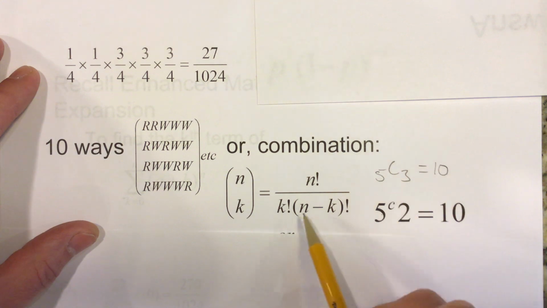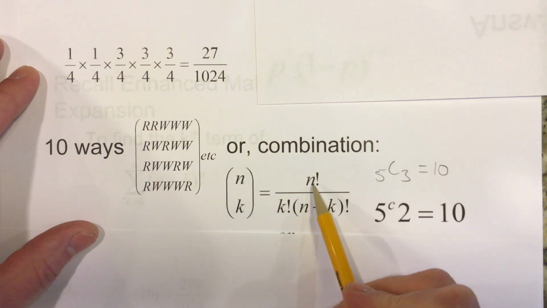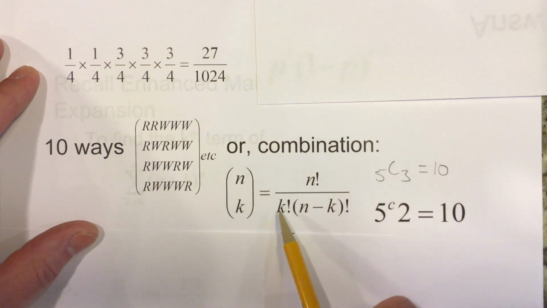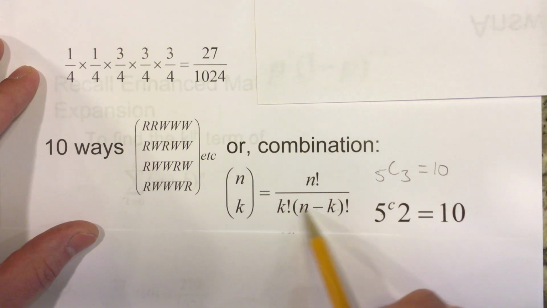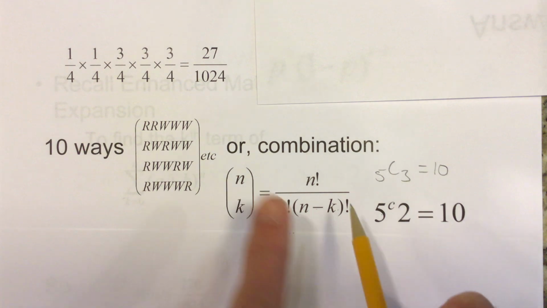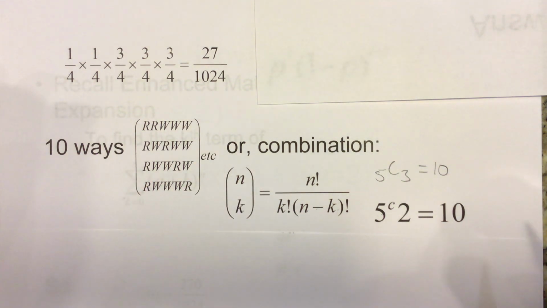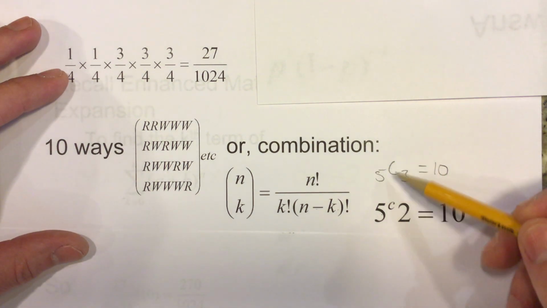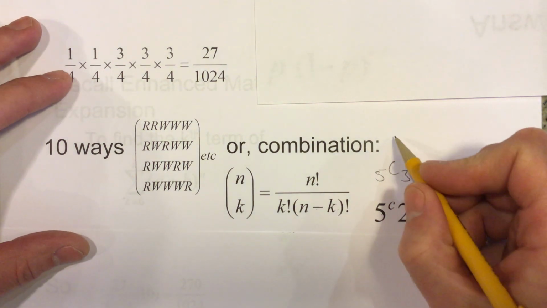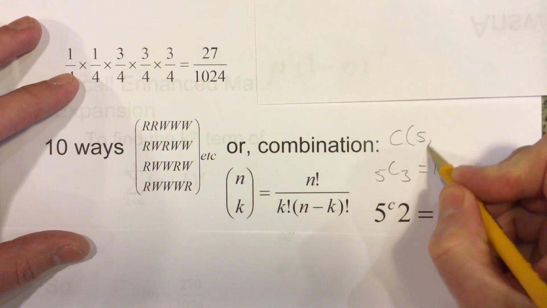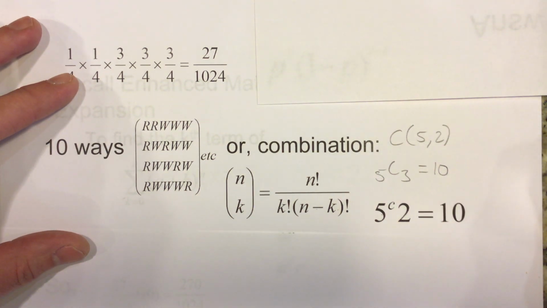And this is on your calculator. Here's how you would do it by hand. It would be 5 factorial over 2 factorial times 5 minus 2 factorial. And that's why this doesn't matter, because the denominator is going to be a 3 factorial and a 2 factorial, and switching the order doesn't change it. It's commutative. So this is probably how you've seen it written, combination 5, 2, or 5, 3.